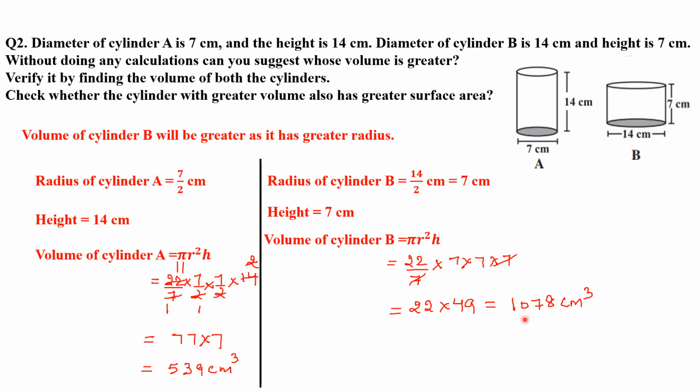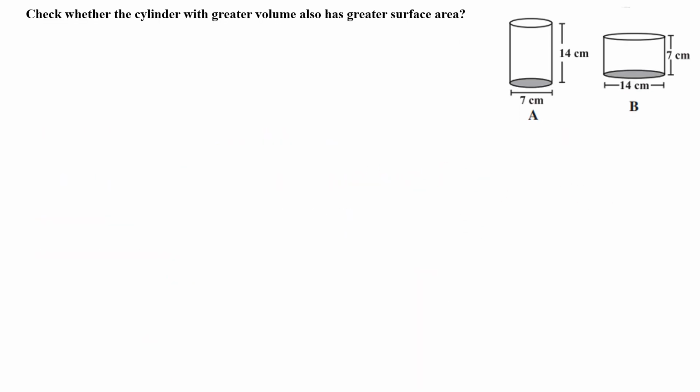So from here I can see that volume of cylinder B is greater, right? Because cylinder B volume is 1078 and cylinder A is 539. So volume of cylinder B is greater than the volume of cylinder A. Now next we have to check whether the cylinder with greater volume also has greater surface area. So for this question I am going to find the surface area of both the cylinders.